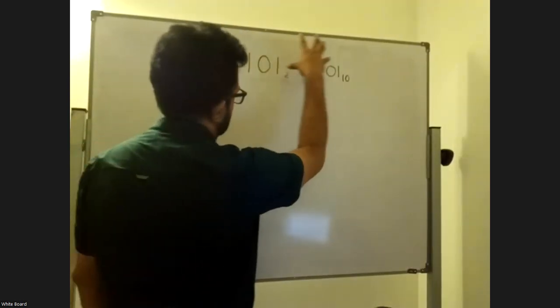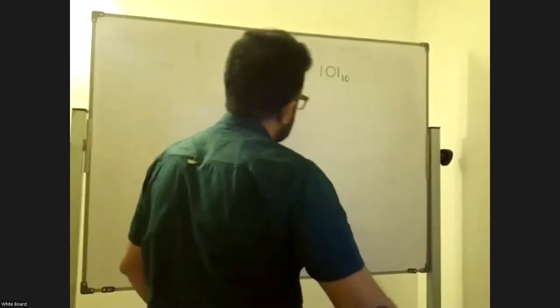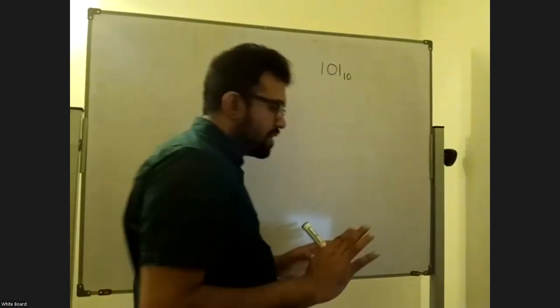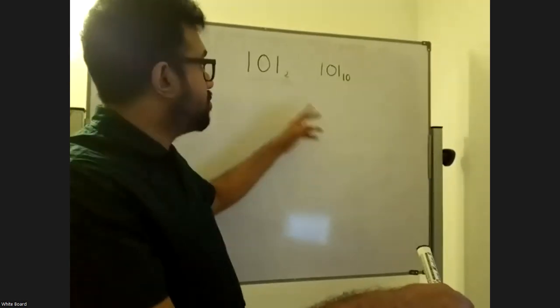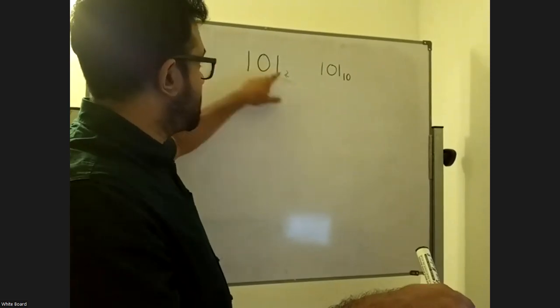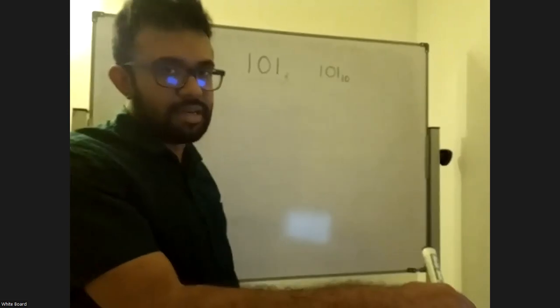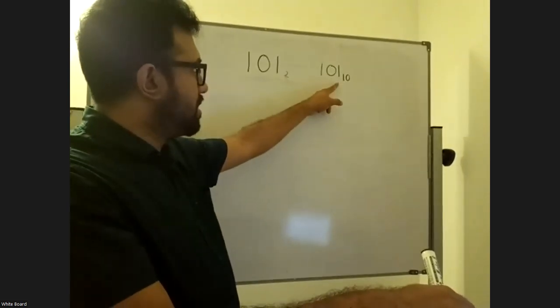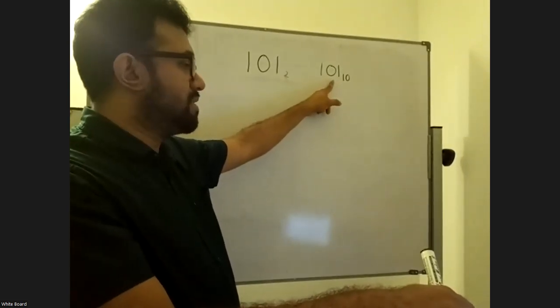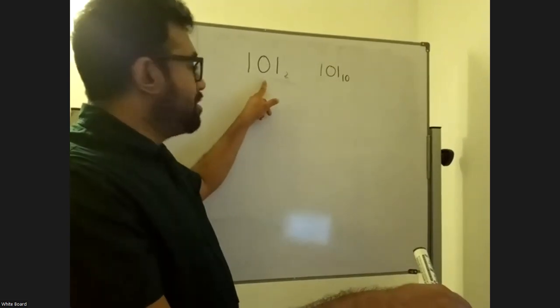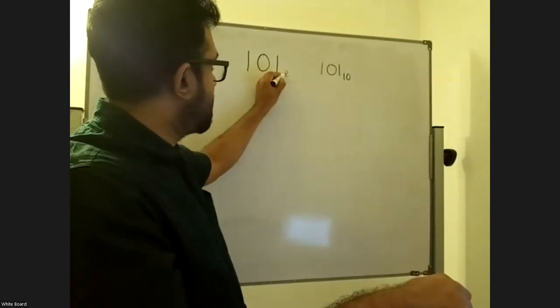Now if you take this one and this one, now if I write something like this, okay, let's forget about that, but I will not make it more complex. Now this is 101 to the base 2, this is 101 to the base 10.